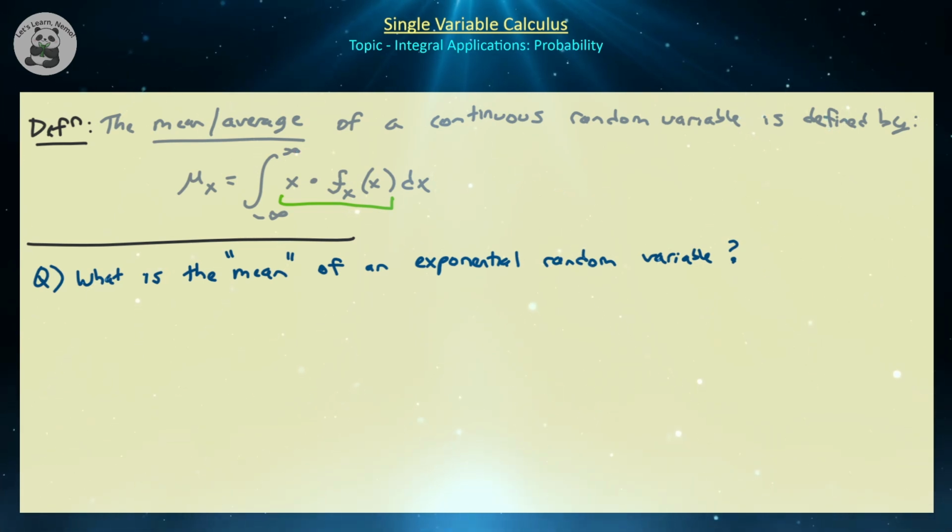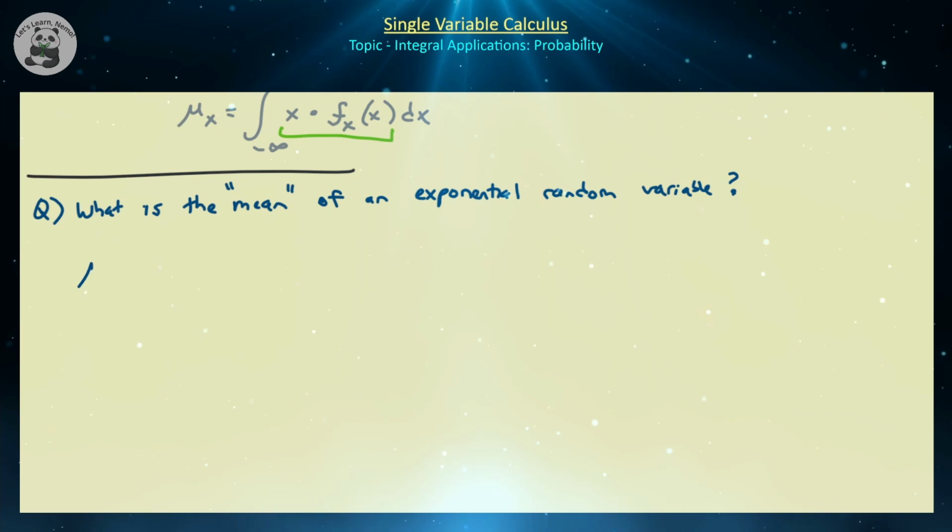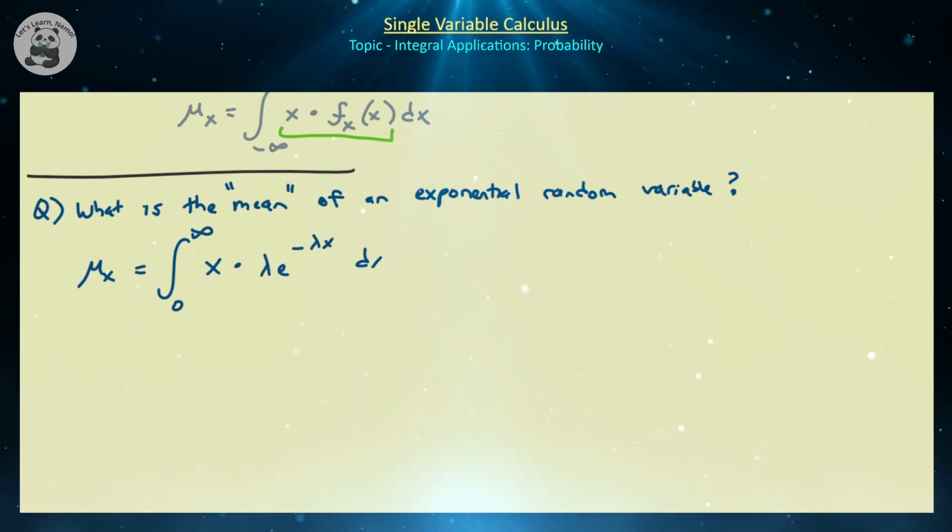So what exactly is the mean of an exponential random variable, and what does that even mean? Because notice that we have this lambda rate parameter, but we don't really know what lambda represents. So maybe finding the mean will help us get some intuition as to what lambda is going to represent in terms of real-world problems. The mean of an exponential random variable will be equal to the integral from 0 to infinity of x times our probability density function.